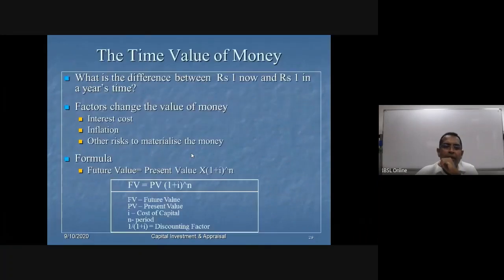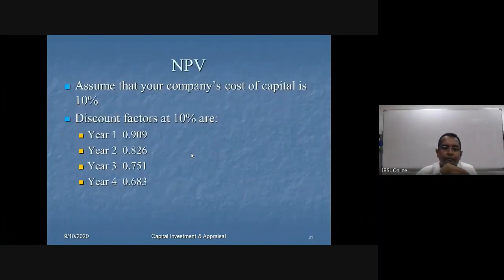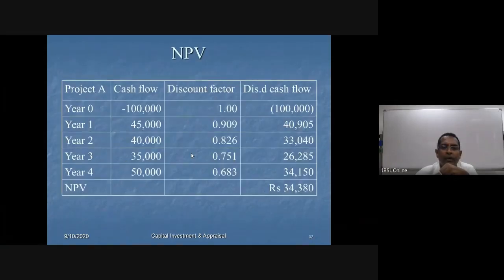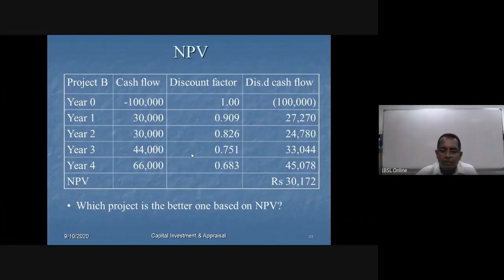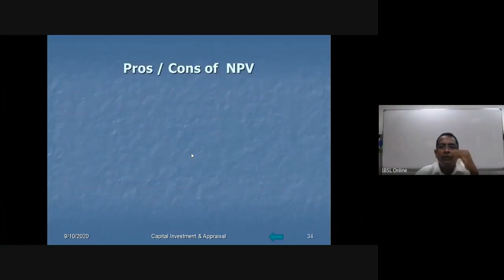We did the NPV. This is the future value of money. Future value is equal to present value times (1 plus i) to the power n, right? n is the number of years. So accordingly, we calculated NPV for project A, then for project B, right? Wherever NPV is larger, that means a larger positive value, that project we take as the best project.